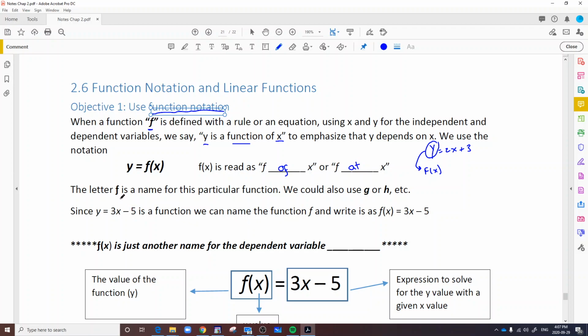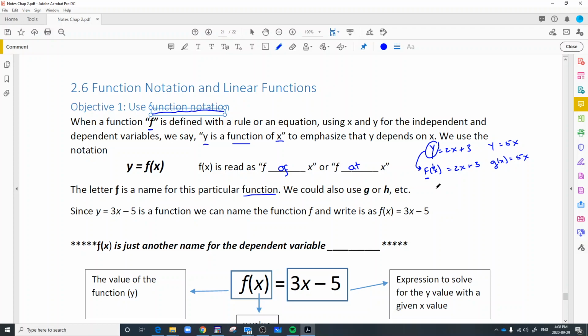The letter f is a name for this particular function. It's preferred to use f because it says function, but sometimes you'll have f of x equals 2x plus 3, and then another equation, y equals 5x, let's say. Instead of calling it another f of x, we can give it a new function name and call it something like g of x is equal to 5x. But what this means is that y is a function of x. So you're finding the value of your function at a specific x value.